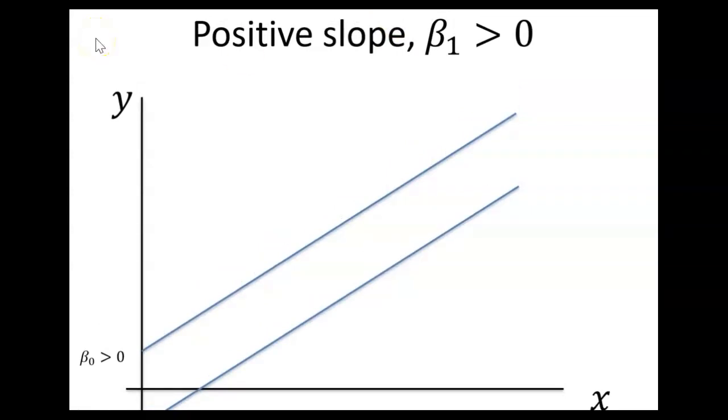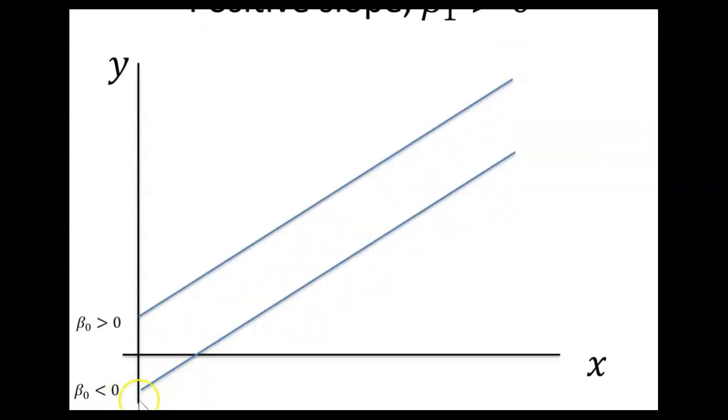Here are some examples of what regression lines might look like. This first line has a positive slope, beta 1 greater than 0, similar to the regression line we just saw. It's also possible that the fitted line has a negative intercept, where the positively sloped line hits the vertical axis in the fourth quadrant, where the value of y is negative.